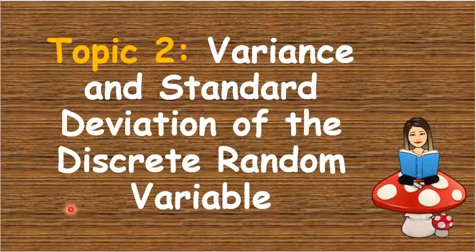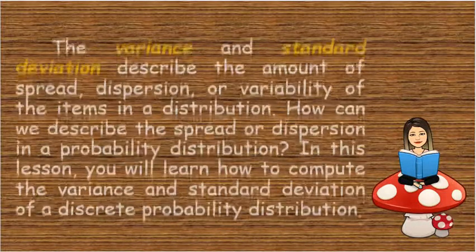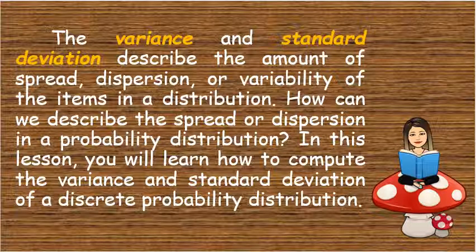So, we're done with topic 1. Let us proceed with topic 2, which is the variance and standard deviation of the discrete random variable. The variance and standard deviation describe the amount of spread, dispersion, or variability of the items in a distribution. How can we describe the spread or dispersion in a probability distribution? In this lesson, you will learn how to compute the variance and standard deviation of a discrete probability distribution.